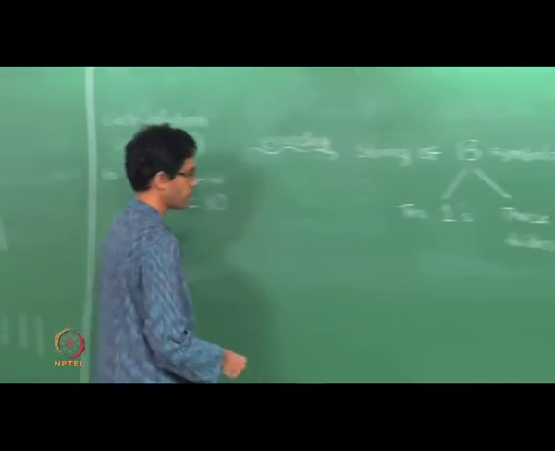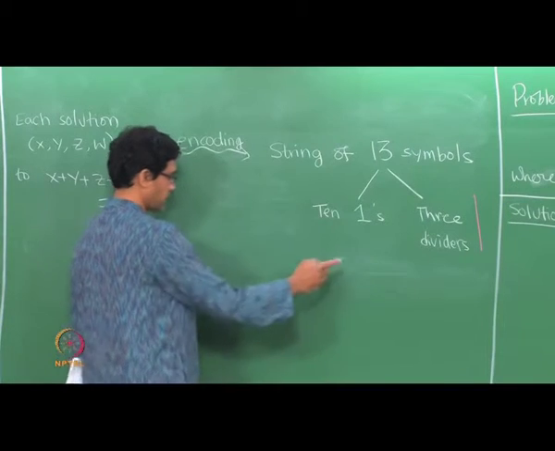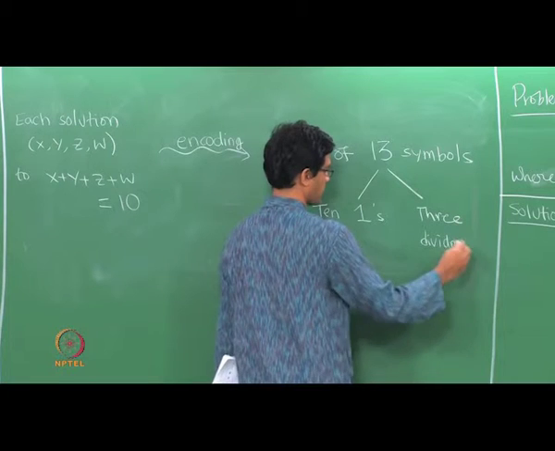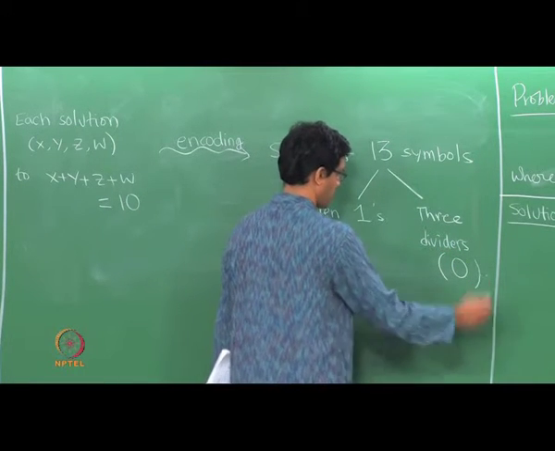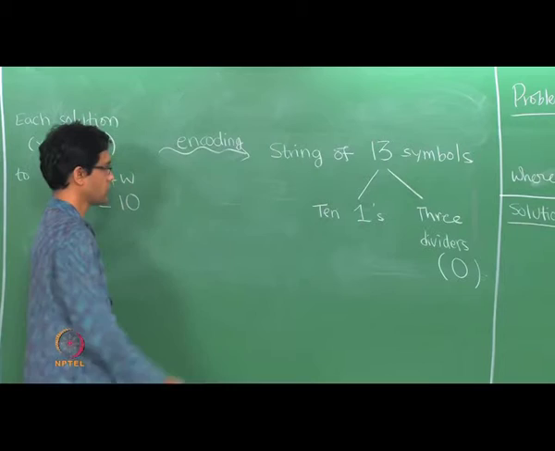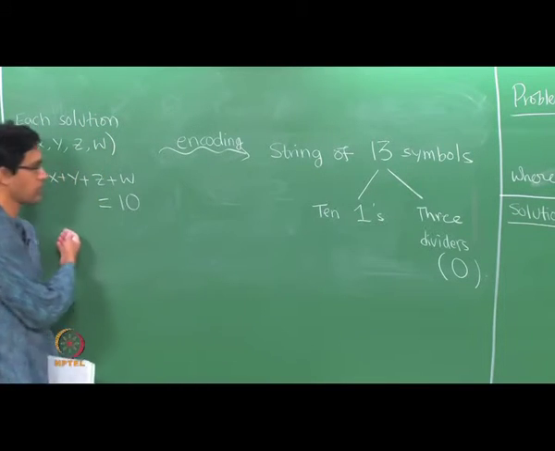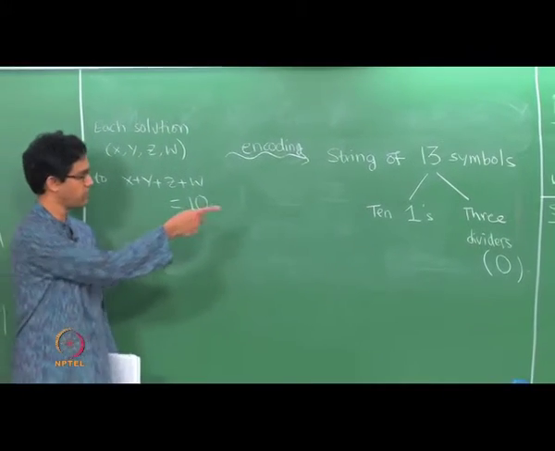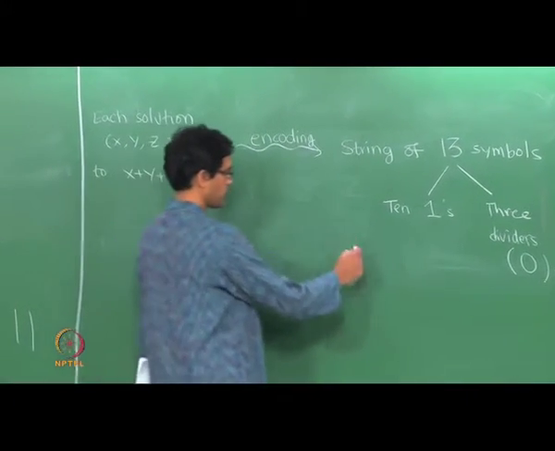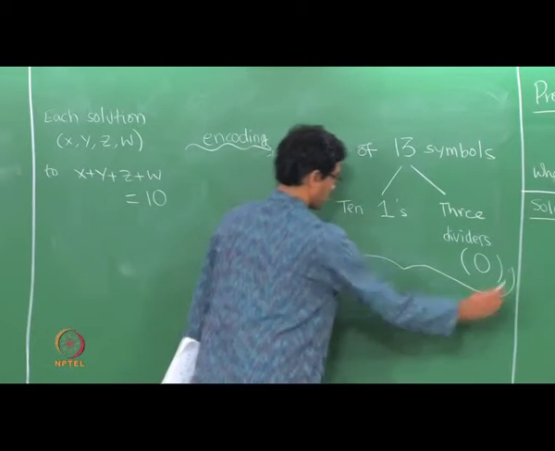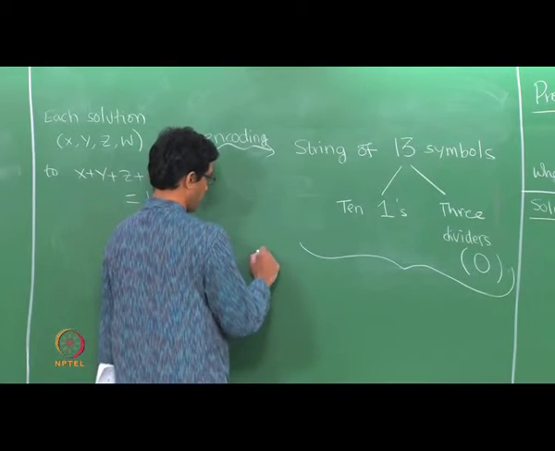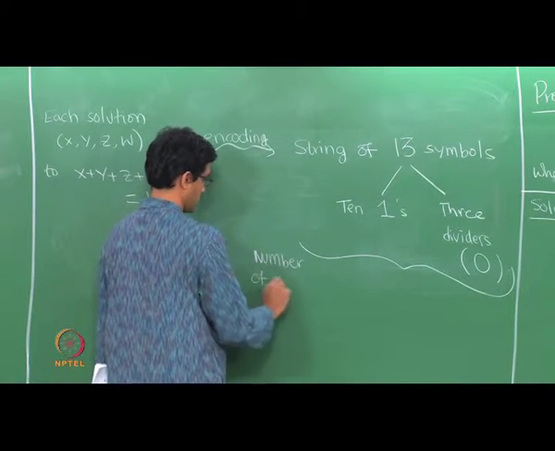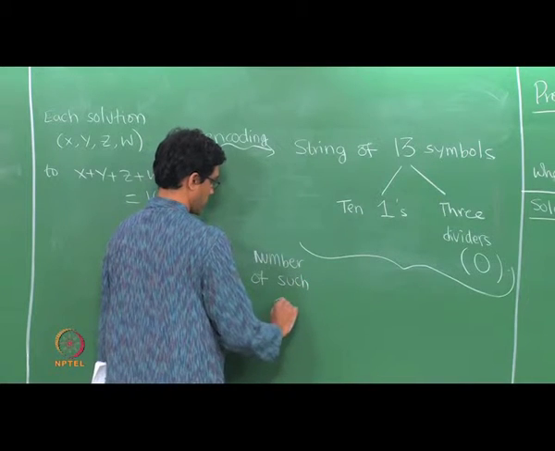So we might as well just think of it like that. It's a string of 13 symbols with 10 1s and 3 dividers. Instead of dividers being this red line here, I will just think of the dividers as being written out as a 0. Now the question is, we wanted to count the number of solutions to this equation. It's the same as counting the number of strings of that form. Now this is something that we have already looked at. So this can be counted, the number of such strings.